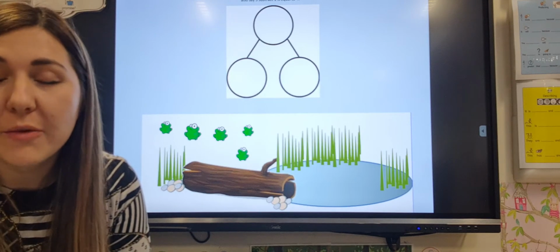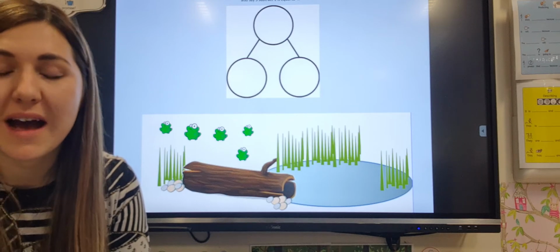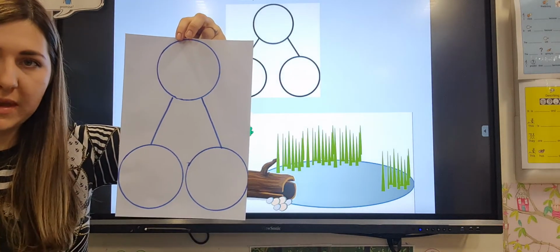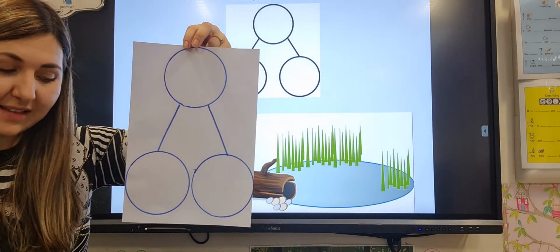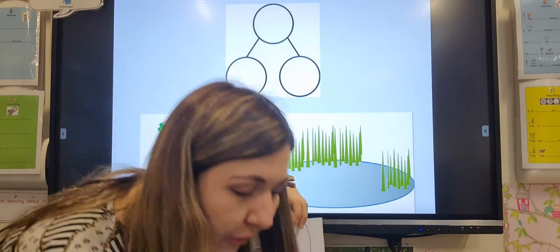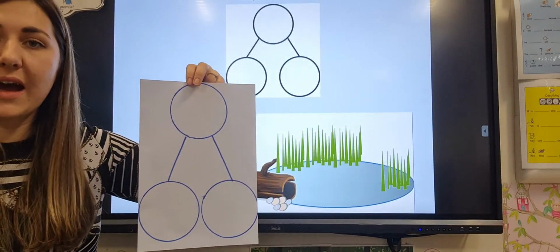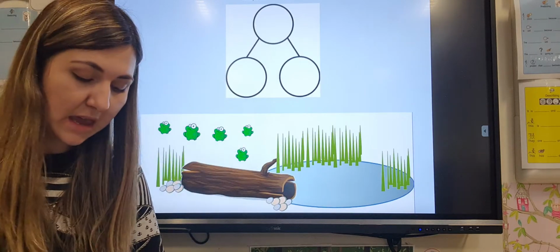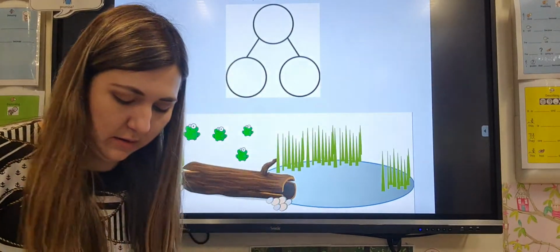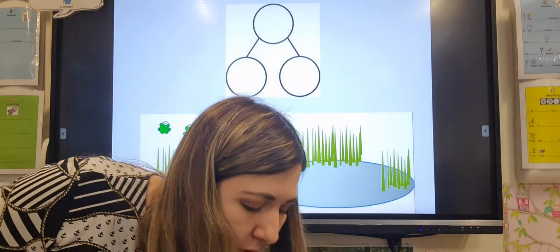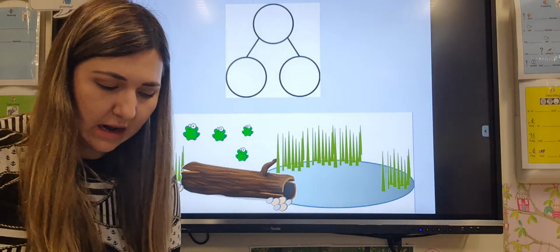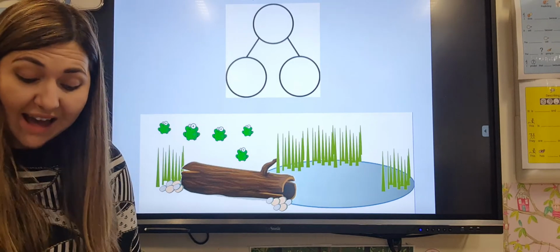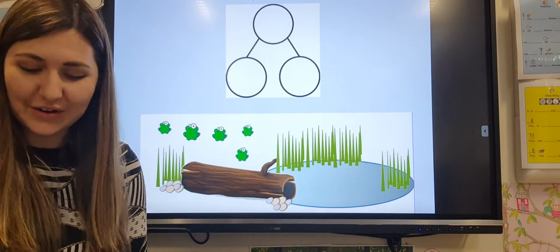I want to know what the other part is, so I'm going to use my part whole to help me. How many frogs were there to begin with? That's right, there were 5. So first we need to put 5 counting objects into our whole. Can you do it with me? 1, 2, 3, 4 and 5. Got 5 in your whole?